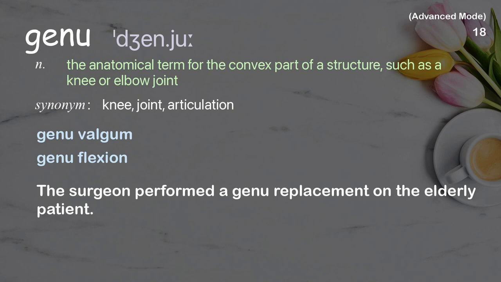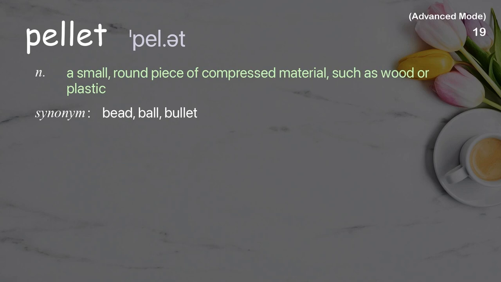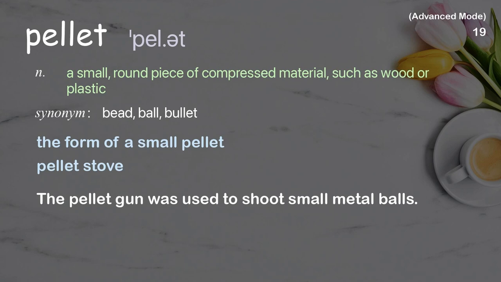Pellet. A small, round piece of compressed material, such as wood or plastic. Examples: The form of a small pellet. Pellet stove. The pellet gun was used to shoot small metal balls.